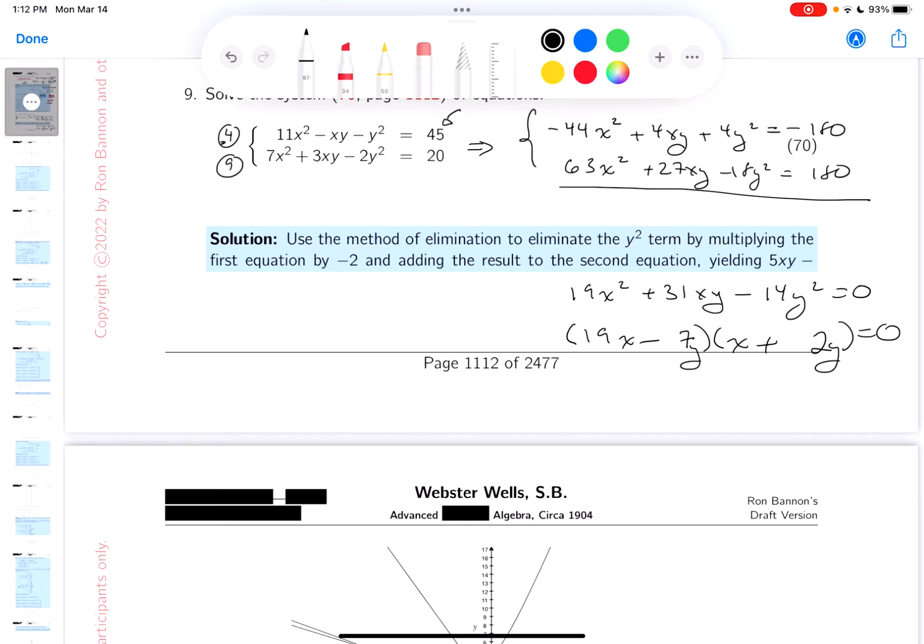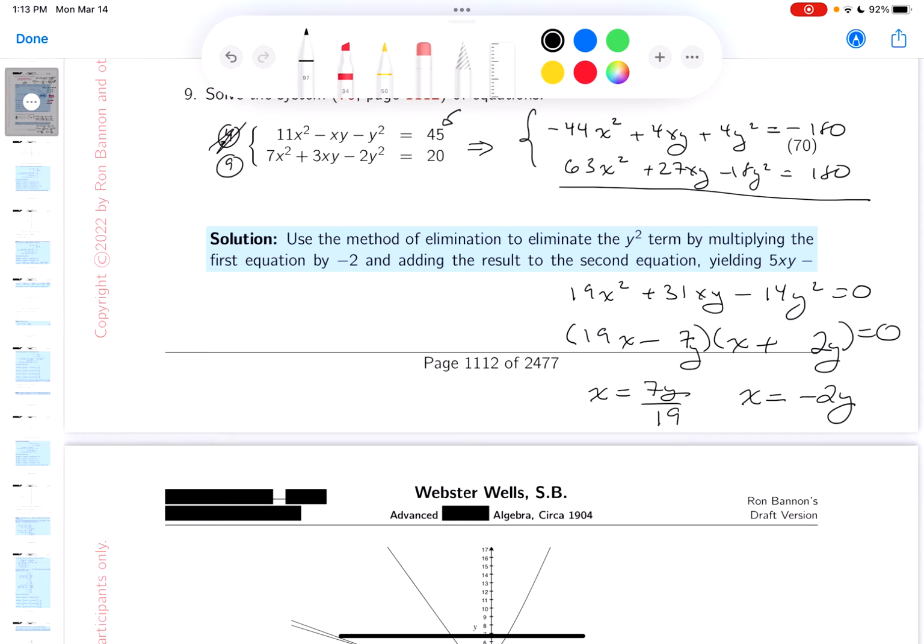So I get something pretty simple over here, and I'll point out what I'm getting. I'm getting x equals minus 2y. I'm using a zero product rule, by the way. And over here, I'm getting x equals 7y over 19. All right? So then the question becomes, what are you going to do with that?